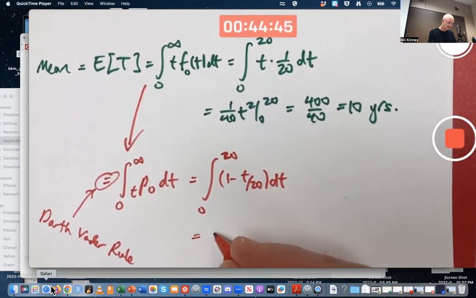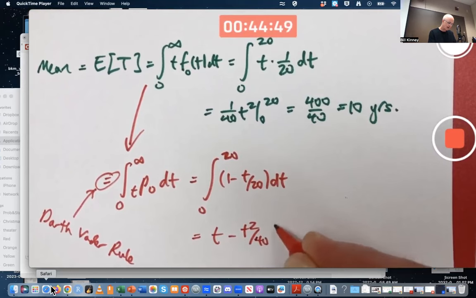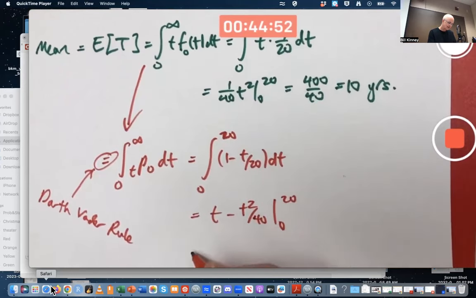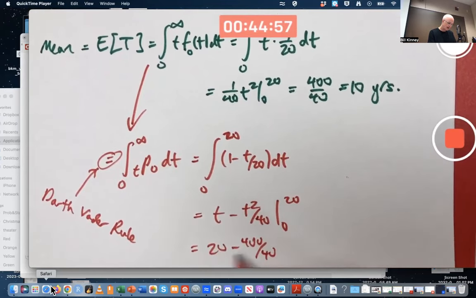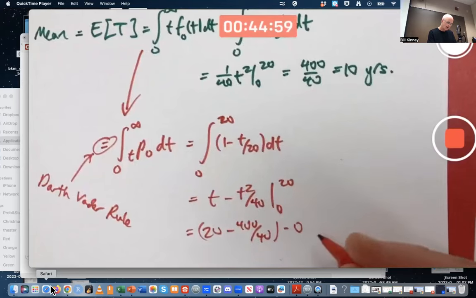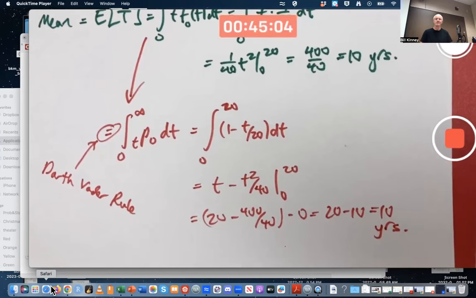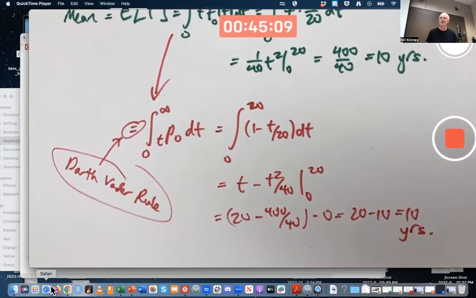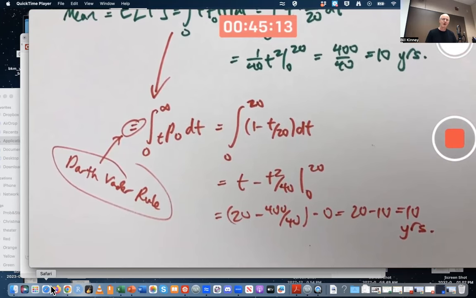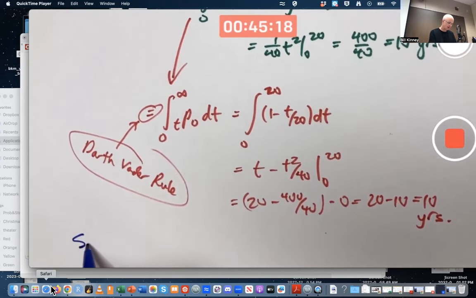Do that integral, t minus t squared over 40, evaluated from 0 to 20. Oh, hopefully this works. 20 minus 400 over 40, and then minus 0. Yeah, that's going to be 20 minus 10. Yep, we got the right answer, 10 years. Darth Vader rule can be used to find the mean. What about the second moment? Second moment.